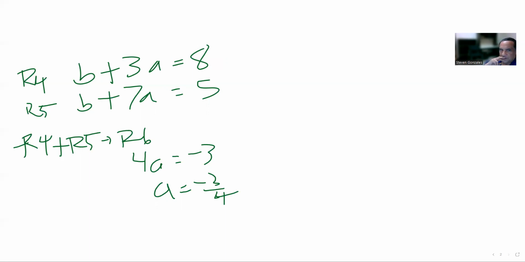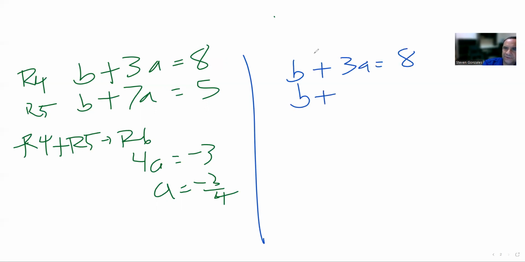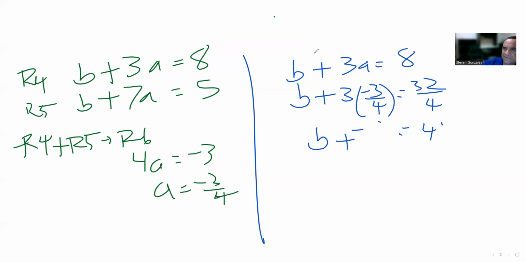Kind of like as I was saying. So if A is negative 3/4, I'm going to do B plus 3A equals 8. B plus 3 times negative 3/4 is 32/4. That's going to lead to B plus negative 9/4 is 32/4. And I'm going to get 41/4 for B. Yep, that works. A equals negative 3/4 and B is 41/4.